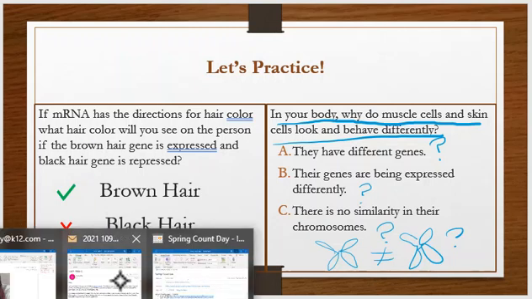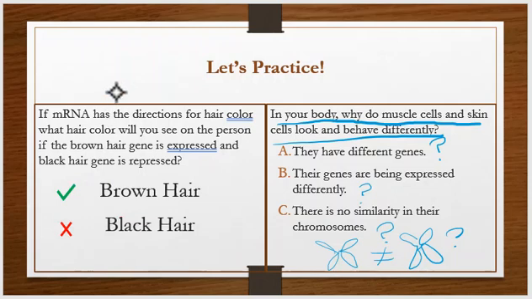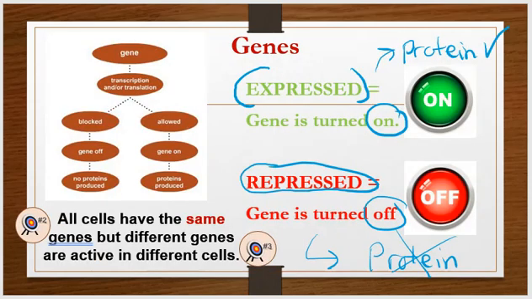Okay, now we're back. Now, in order to answer this question here, you're going to want to go back to the slide that talks about what it means if it's expressed or repressed. If we say a gene is expressed, that means the protein will be formed. So if you're talking about a color, then it will be black or brown, whichever one is expressed. If the gene is repressed, that protein color will not be displayed.